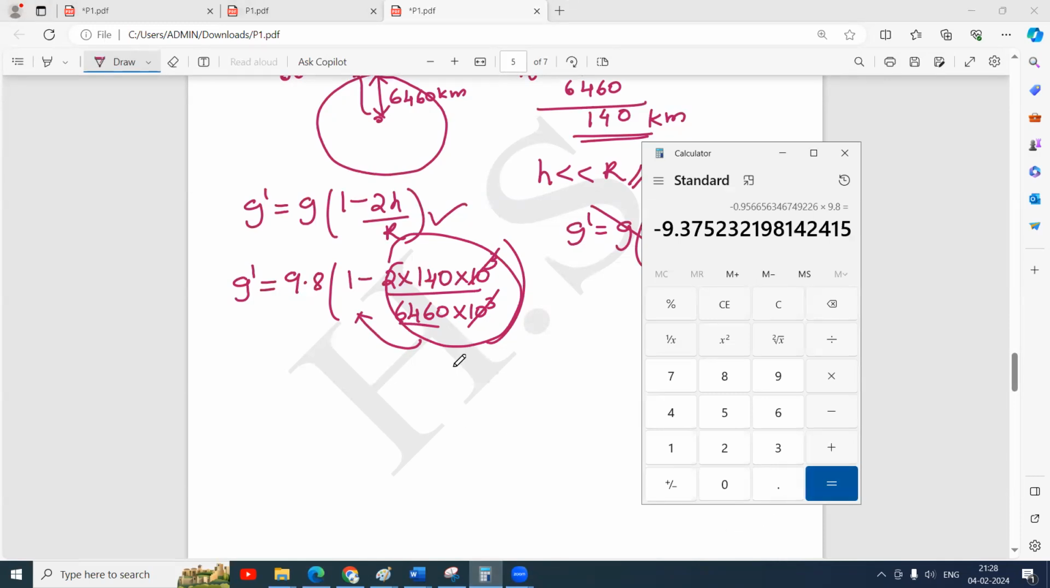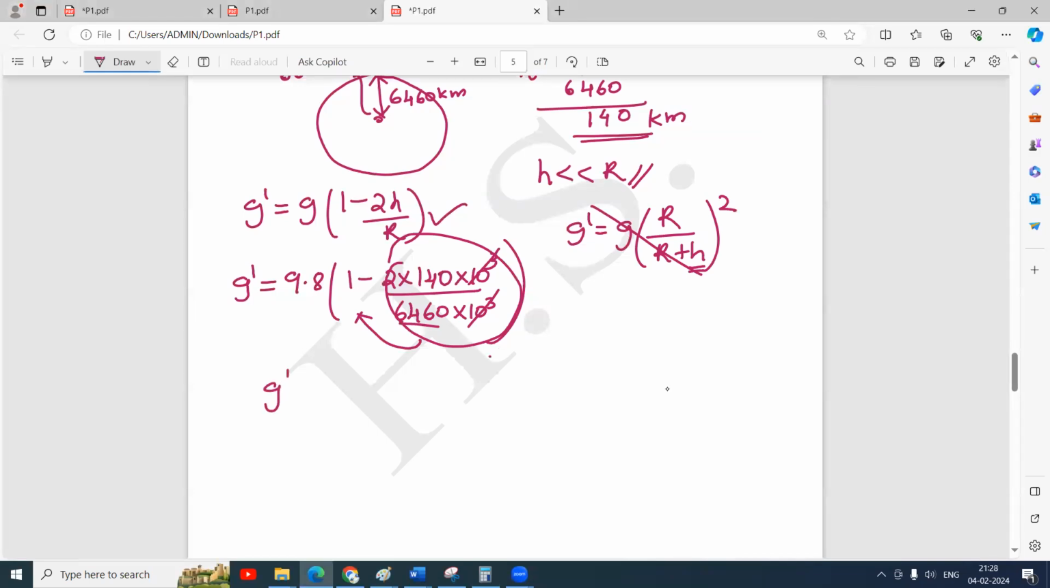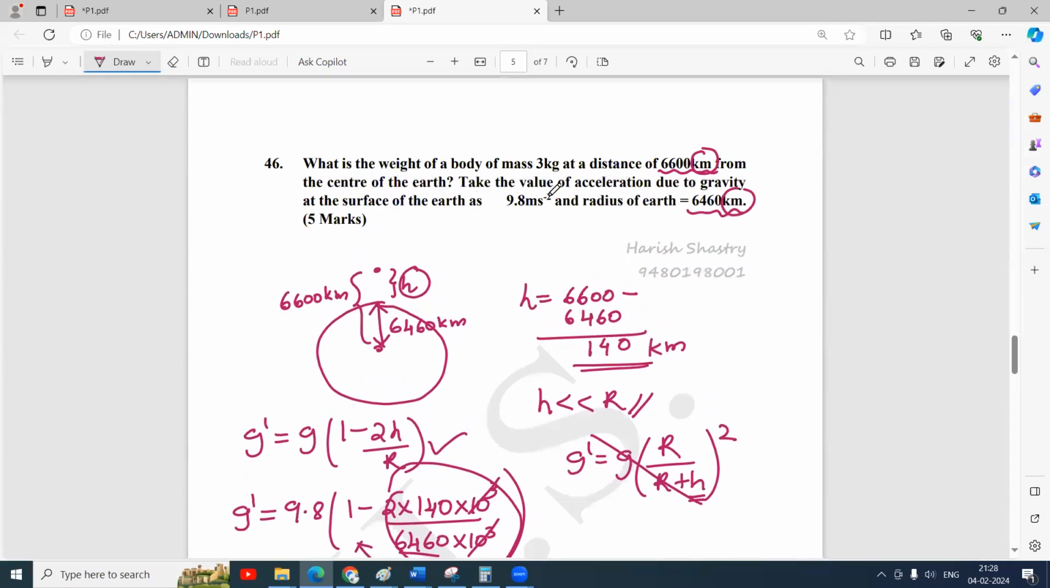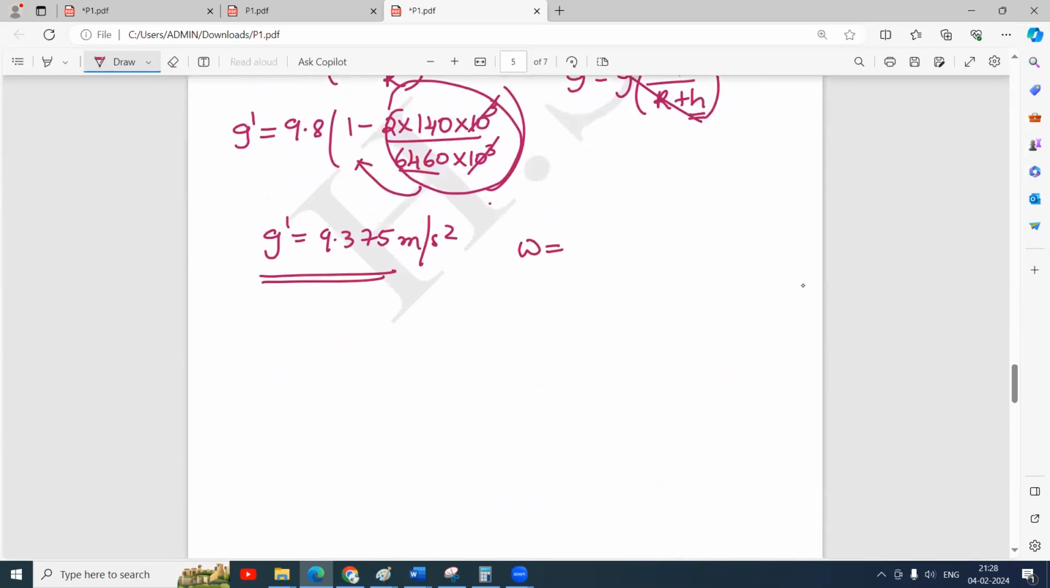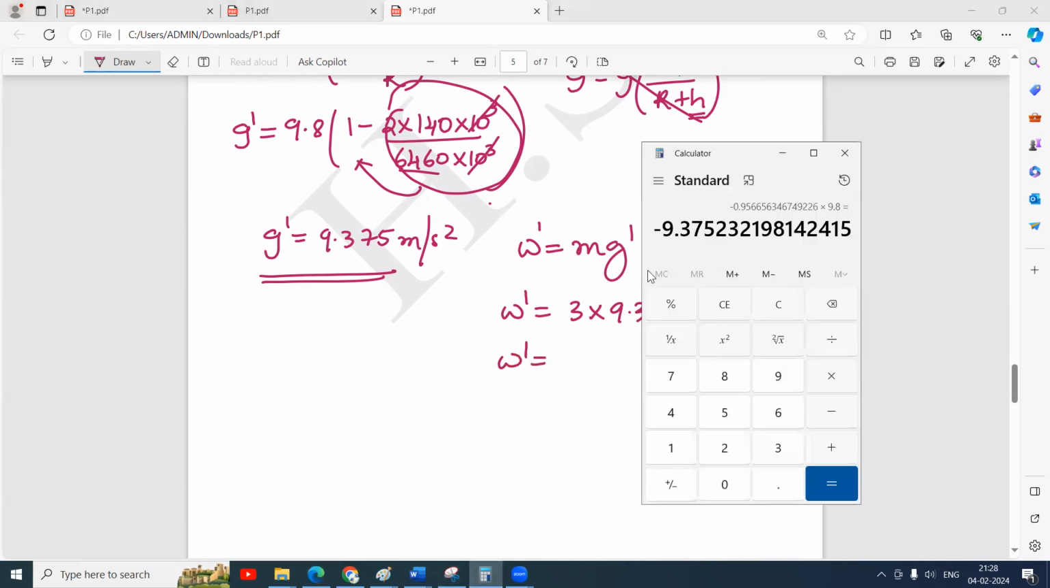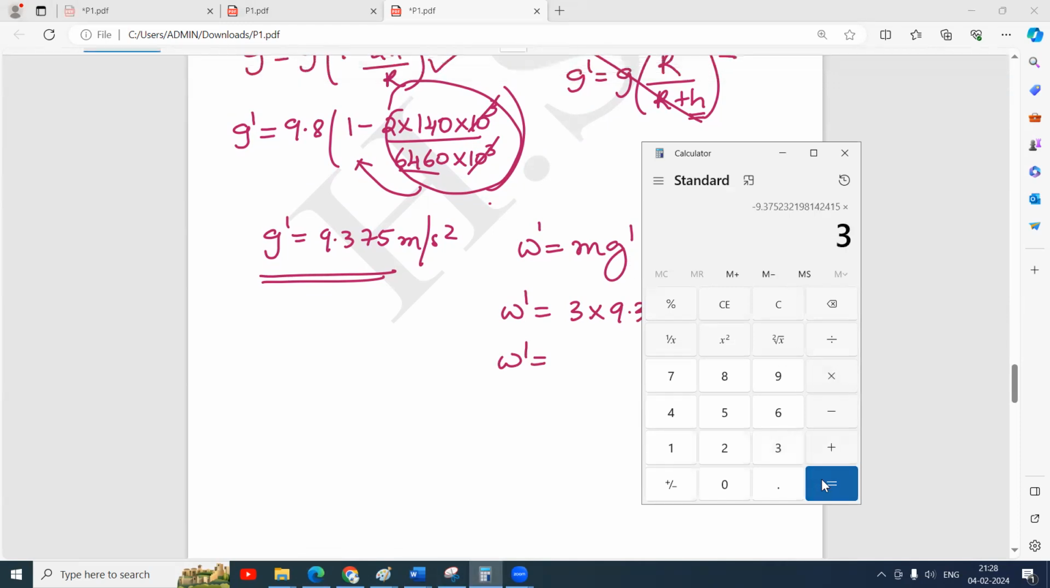g dash is 9.375 meter per second square. So what is the weight of that object at that height? The mass of the object is 3 kg. Weight is mg dash, and that is not the weight on the surface. m is 3 into 9.375. So many newtons, because you have maintained all the SI units. So I have to multiply this with the 3. That's all. 3 into 9.375 gives 28.125 Newton.